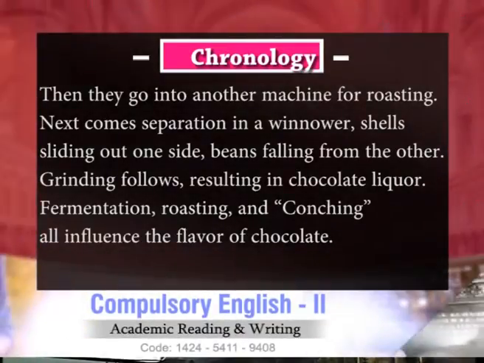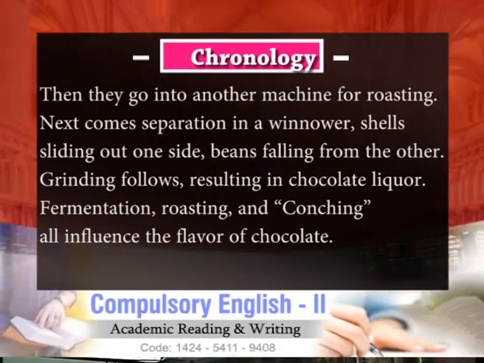Fermentation, roasting, and conching all influence the flavor of chocolate. So, in this paragraph, you can see that the writer has given you the process of how to grind chocolate, and he tells you first this, then this, next this. He uses these transitional expressions to explain to you the process. I'll read out another small paragraph for you to see how process writing is done.